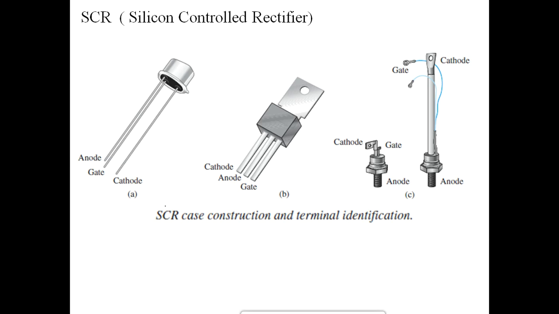Then these are the commercially available silicon controlled rectifiers. Some of them appear in different shapes and structures, but their purpose is the same. They act as power devices. So how do you identify the terminals? Just hold the notch and then you can identify the terminals. So that's the anode, gate and the cathode.